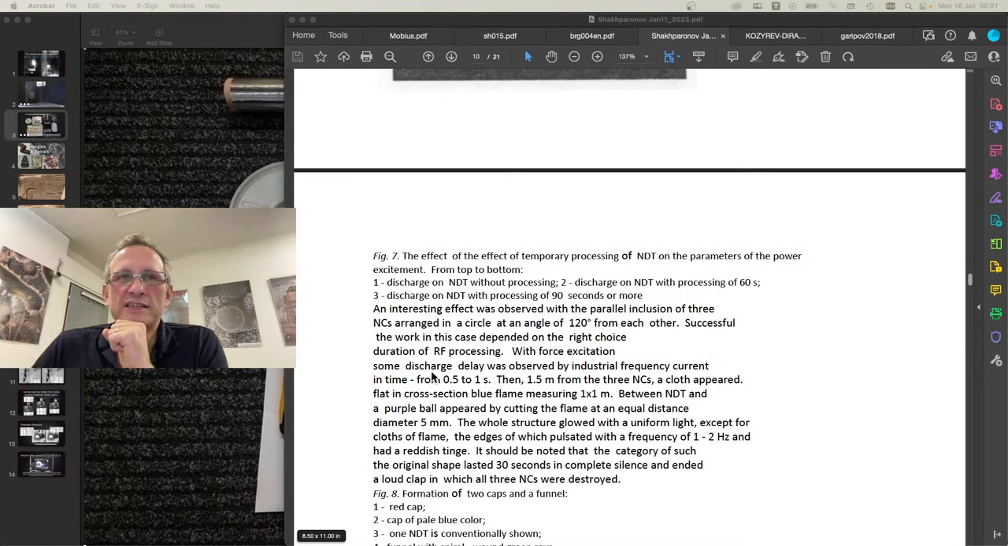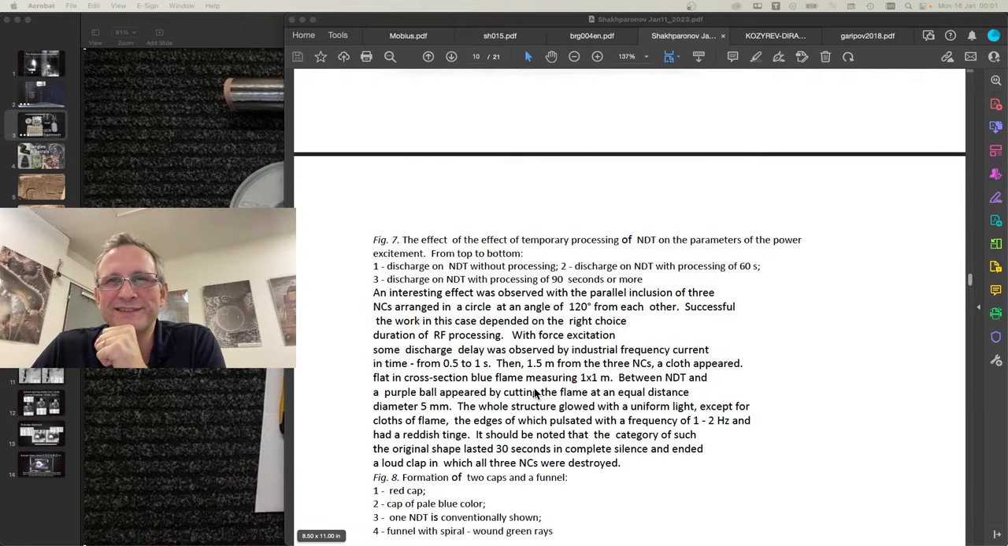With force excitation, some discharge delay was observed by industrial frequency current in time of half to 1 second. Oh, it's just terrible translation. Then 1.5 meters from the three Mobius strips, a cloth appeared, flat, in cross-section. It blew flame and it was measuring 1 by 1 meters. Between the Mobius strips a purple ball appeared by cutting the flame at equal distance diameter.